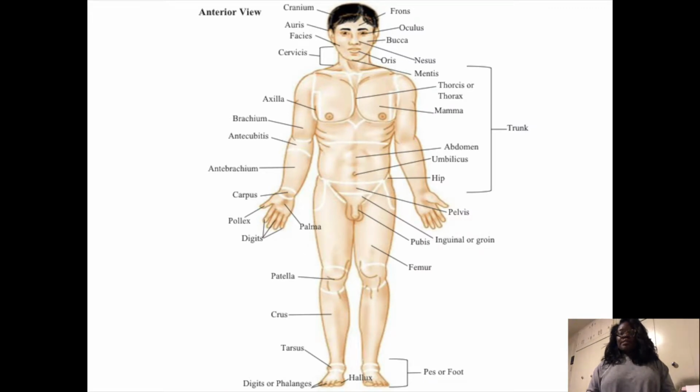Today is May 14th, 2018, and we're going to be talking about the anatomical position, specifically anatomical regions and the labeling of the anatomical regions. We're going to be talking about the anterior view first, which is your front view, and your posterior view, which is your back view.